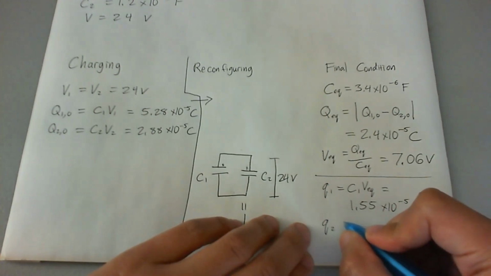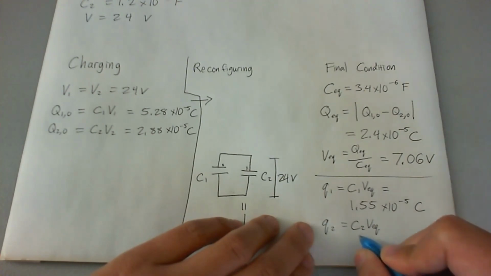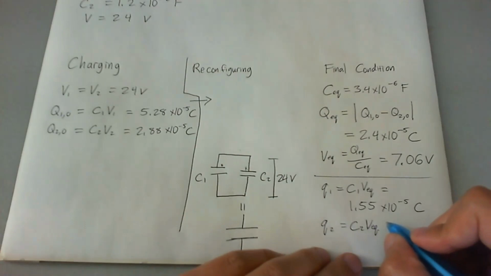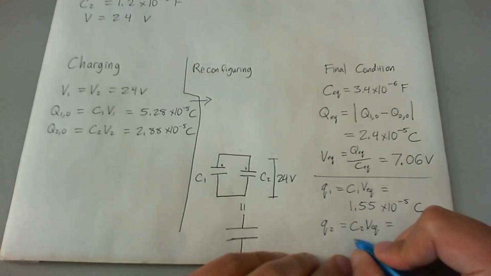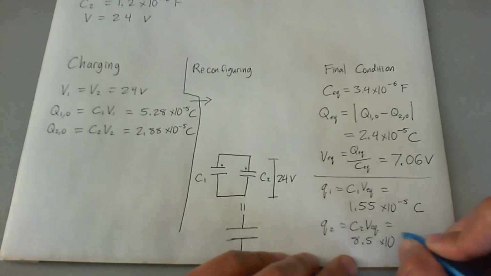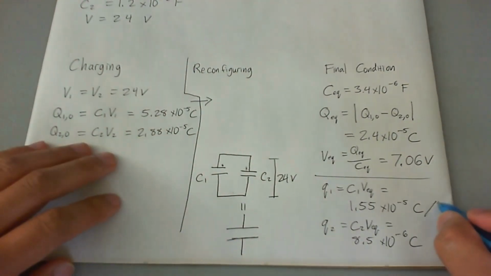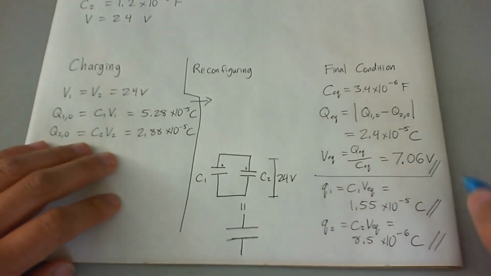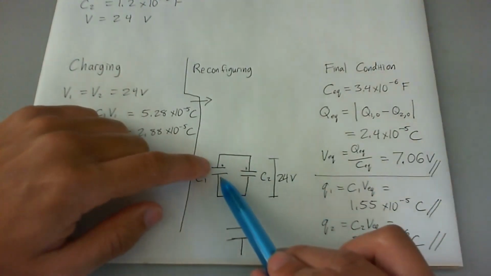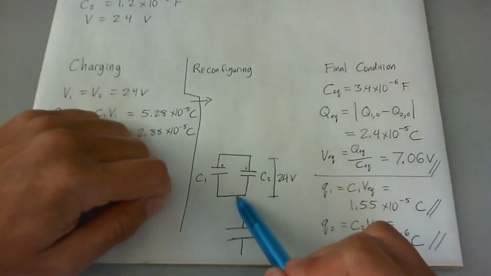For capacitor 2, the charge after all is said and done is the capacitance 2 times the voltage across capacitor 2's plates. And that's going to equal 8.5 times 10 to the negative 6 coulombs. And there you have it. You have the charge after equilibrium is met on capacitor 1 and capacitor 2's plates and the equilibrium voltage.